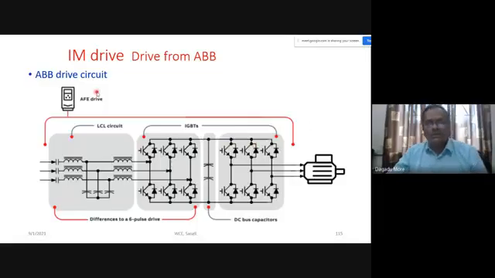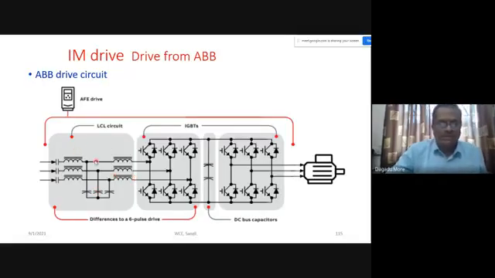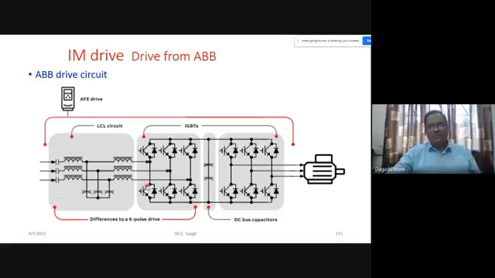And now these drives are available. One of the circuit diagrams we have shown is the drive from ABB, and here we are using the PWM rectifier, the front end PWM rectifier, and the PWM inverter, the DC link capacitor. Here we have switching harmonics, and for that we are using a filter, and the name of the filter is LCL filter. So that we can reduce the switching harmonics, and our input currents are sinusoidal and they are in phase with supply voltage.